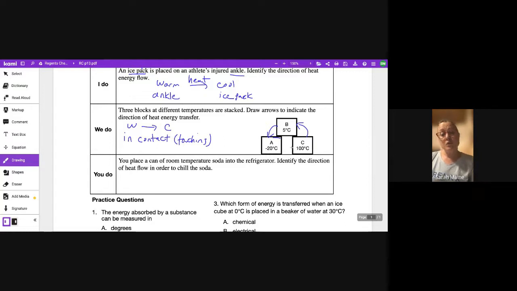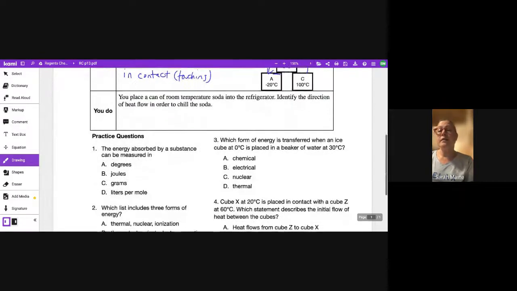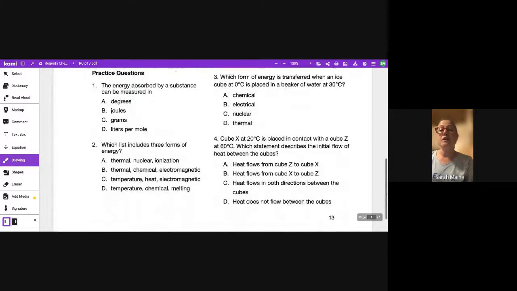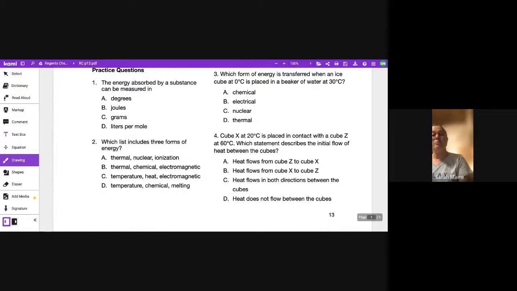So looking at those two examples, I would like you to try the you do and then show it to me so we can go over it together. Looking at the practice questions, these are questions that have come from previous exams, typical questions dealing with some ideas in energy. So take a look at question 1.